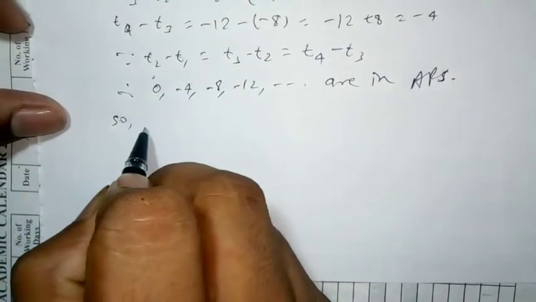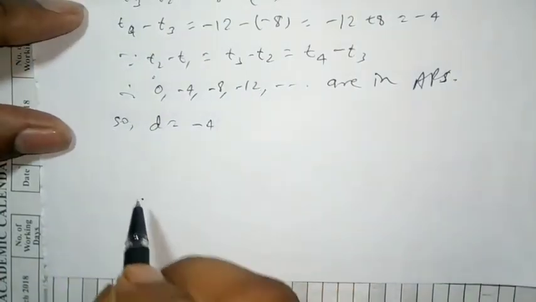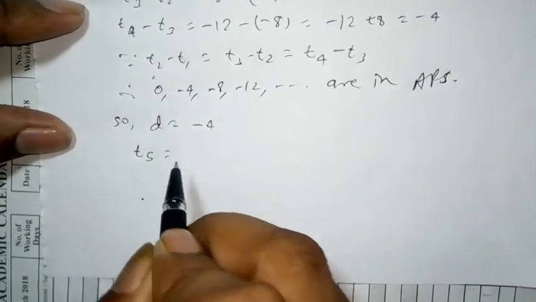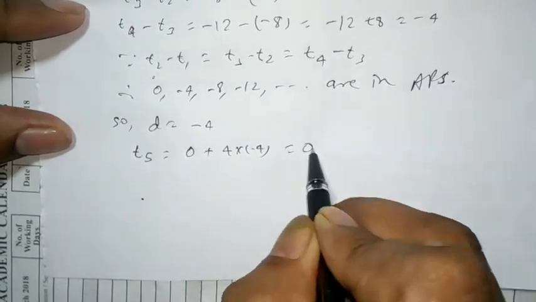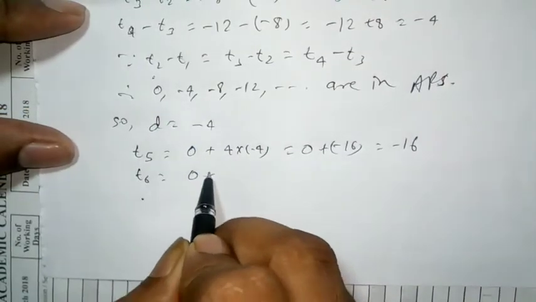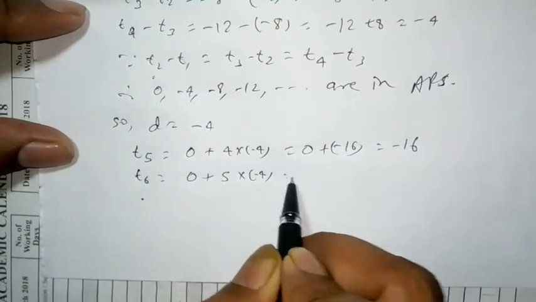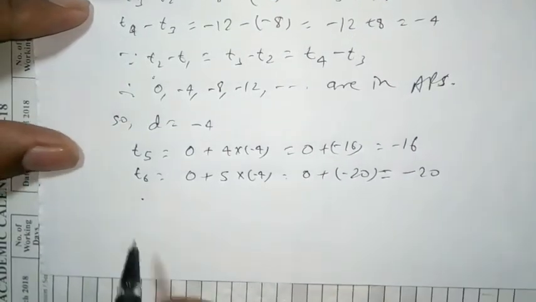So d is equal to minus 4. Now the next three terms: T5 is equal to 0 plus 4 into minus 4, is equal to 0 plus minus 16, is equal to minus 16. T6 is equal to 0 plus 5 into minus 4, is equal to 0 plus minus 20, is equal to minus 20.